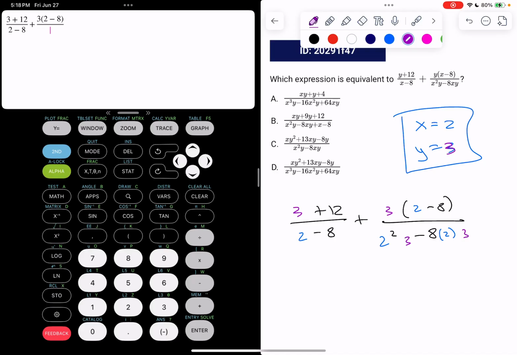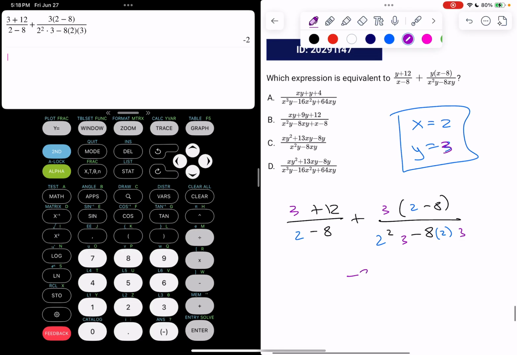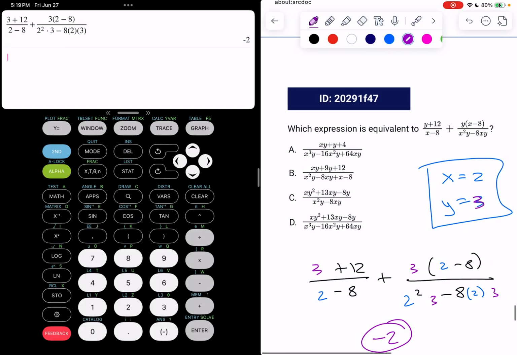In the denominator, I have 2 squared times 3 minus 8 times 2 times 3. Hit enter. -2. All right. Now I'm going to go to the answer choices, and whichever one gives me -2, that's going to be my guy. I'm going to zoom in a little so we can see these really well.